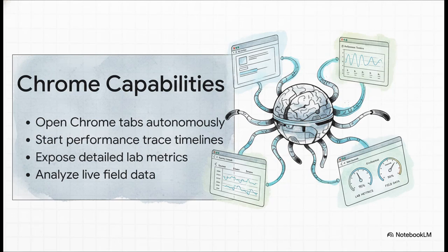Think about the sheer volume of data the AI can now access on its own. It's not just passively reading text anymore. It is autonomously opening Chrome tabs. It can literally browse your website, start performance trace timelines right in the developer tools, and pull complex lab metrics and live field data, all without any human intervention. No way, right? It's wild.